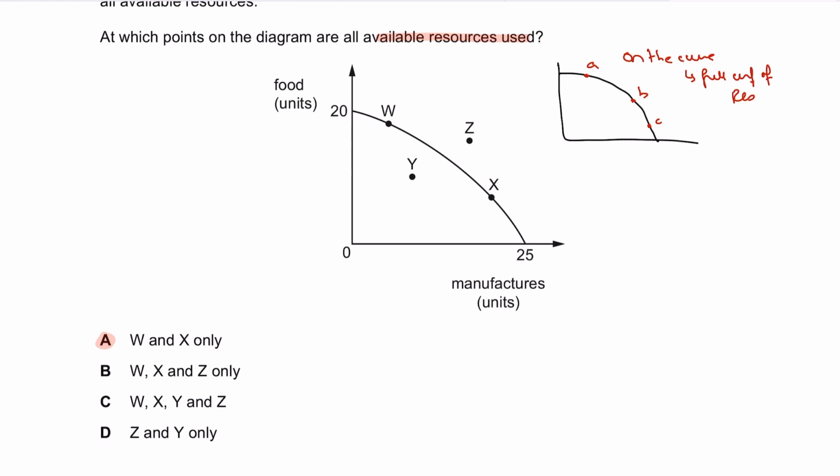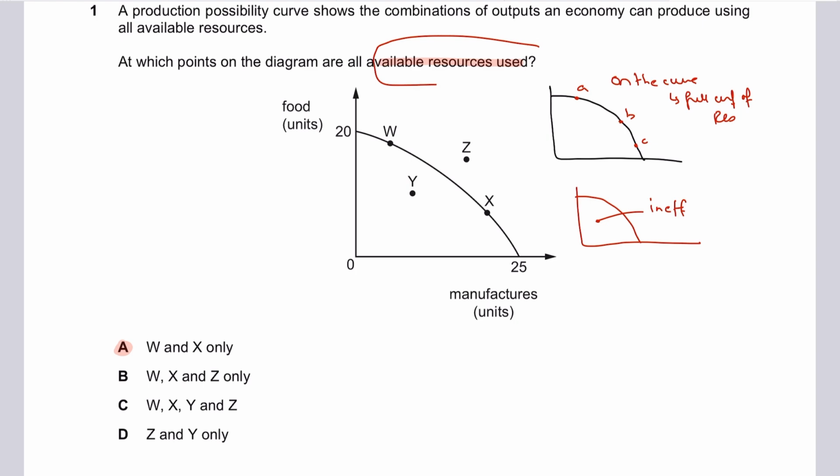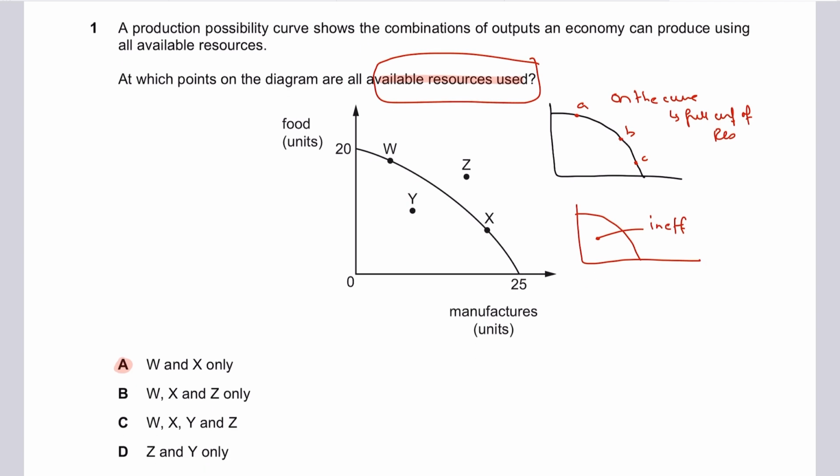But if you're on any point that is inside the PPC curve, it represents inefficiency. It represents idle and spare capacity, right? So W and X should be the answer, because they're asking at which points all the available resources are used. So full utilization of resources, remember, on the production possibility curve. And Z basically represents a point that is unachievable with the given resources. However, this can be achieved only if the production possibility curve shifts outwards.